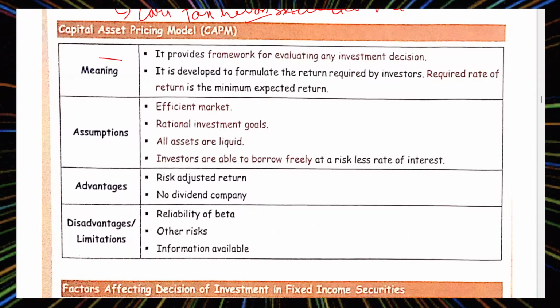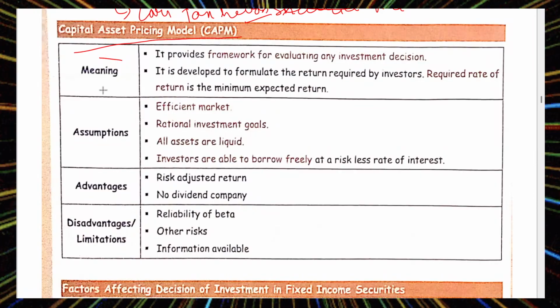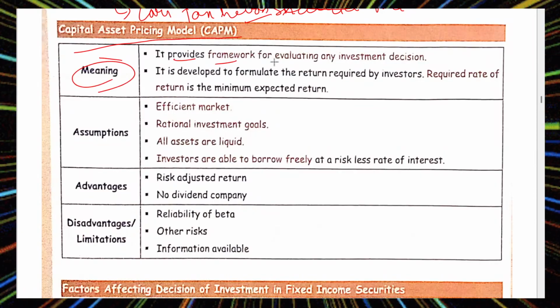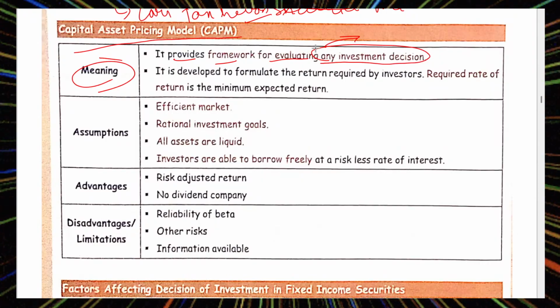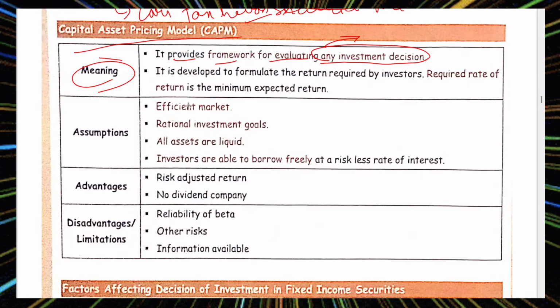Next, capital asset pricing model. What is the capital asset pricing model? It is a framework for evaluating any investment decisions. So I want to invest in something. What is my decision? Do I need to buy it, or do I need to buy it in the future, or do I need to sell it right now and buy it later?